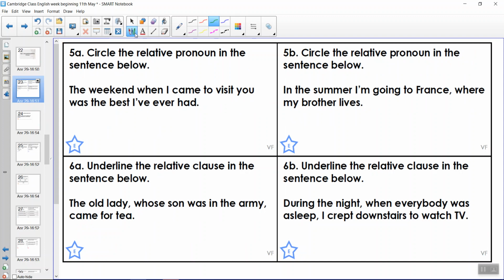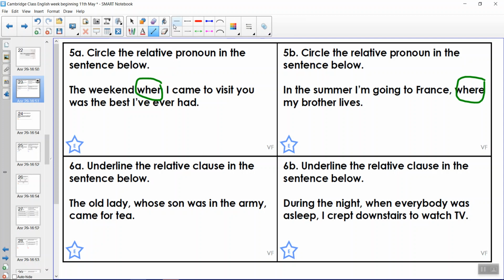It says, circle the relative pronoun in the sentence below. The weekend when I came to visit you was the best I'd ever had. Here's my relative pronoun: when I came to visit you, describing the weekend. Circle the relative pronoun in the sentence below. In the summer, I'm going to France, where my brother lives. This relative clause is describing France, where my brother lives.